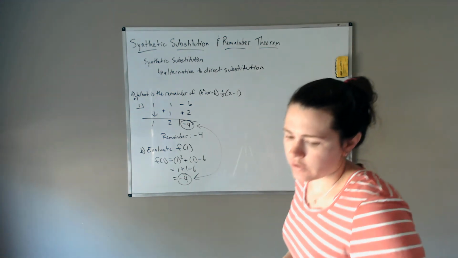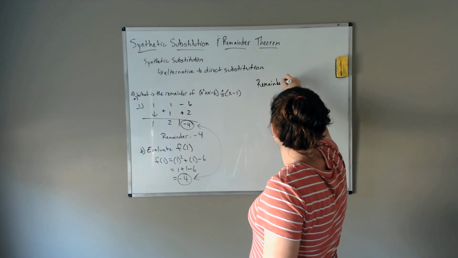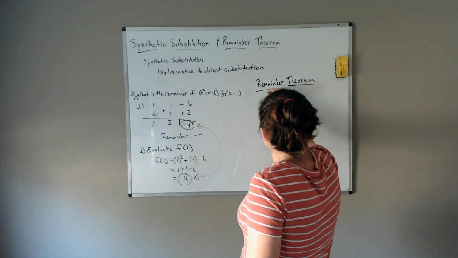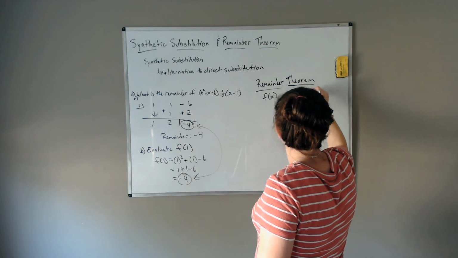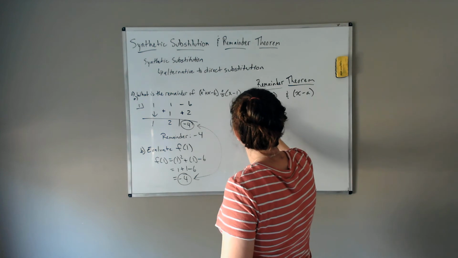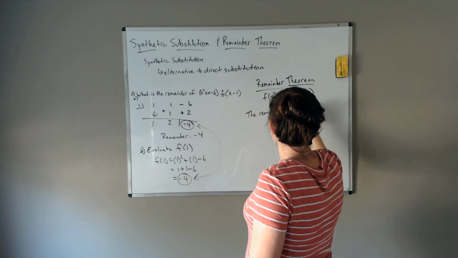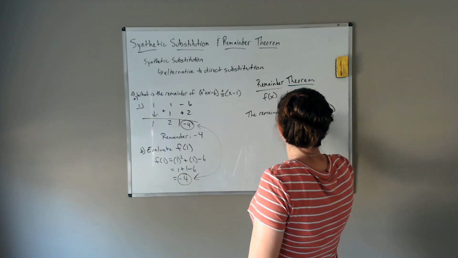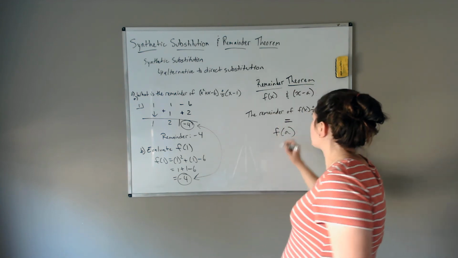So what your remainder theorem says, in polynomials, let's say you have 2 polynomials. You have f of x and you have the polynomial x minus a. So what it says is the remainder of f of x divided by x minus a is equal to f of a.